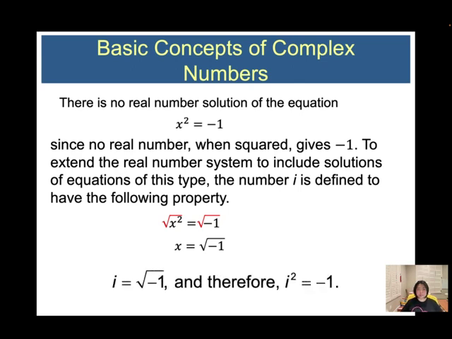What is a complex number? When you see the square root of -1, we let it be i. The i is called the imaginary unit. When you square both sides, you find that i squared is equal to -1. I want you to highlight this one: i is equal to the square root of -1.